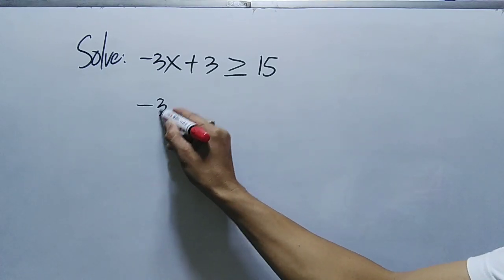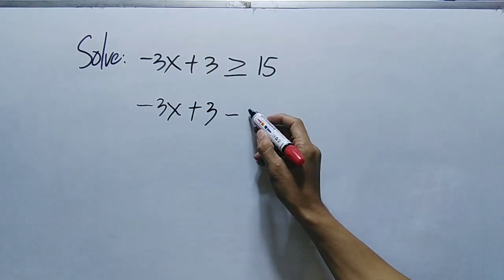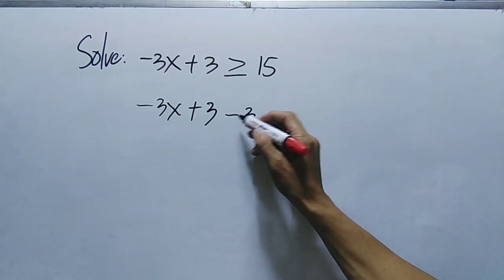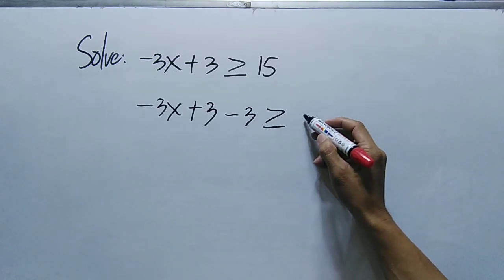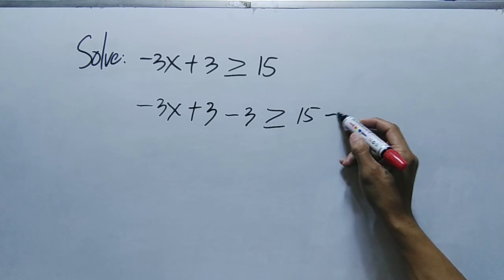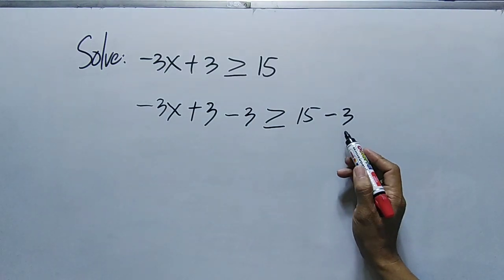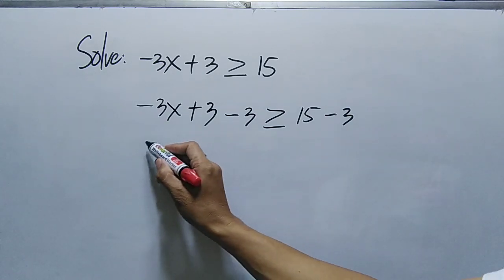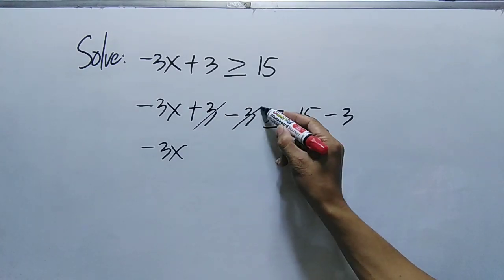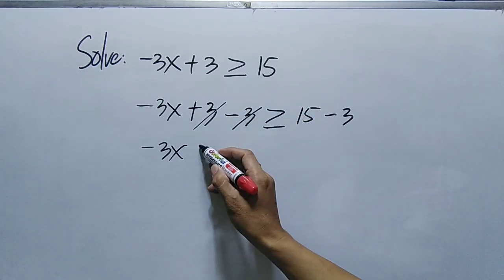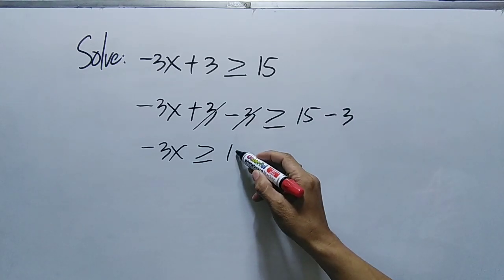Kaya natin si negative 3x plus 3, yung dalawa, di ba? Then, mag-subtract tayo dito ng 3. Pwede mag-plus tayo ng negative 3, pwede rin, ha? Then, greater than or equal to 15 minus 3. Nag-subtract tayo dito sa left ng 3, nag-subtract din tayo dito sa right ng 3. Okay? So, negative 3x, kopyahin natin yan. Dinicancel natin si 3 at saka negative 3. Then, kopyahin natin si greater than or equal to 15 minus 3, that is 12.